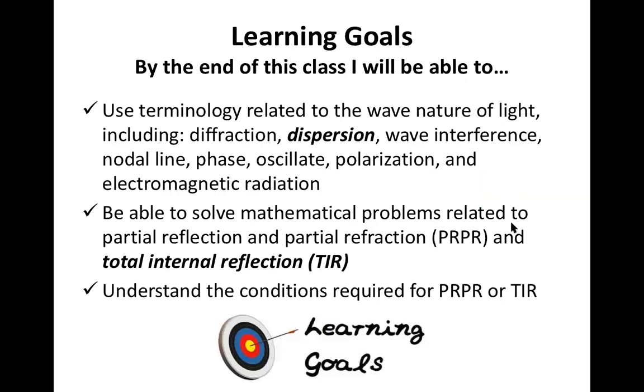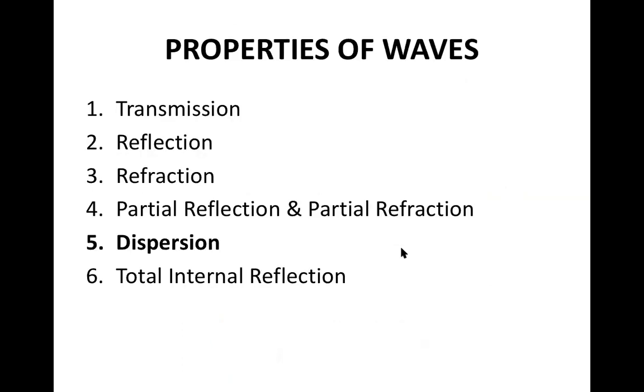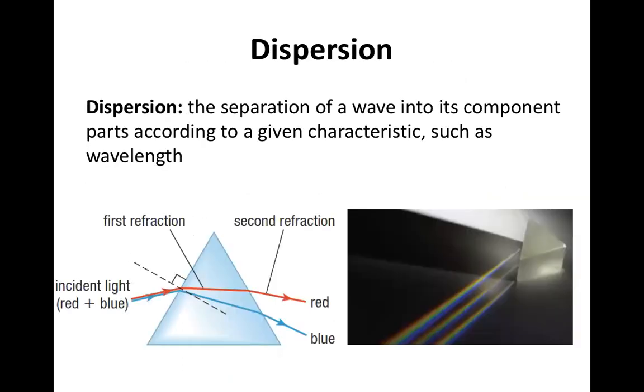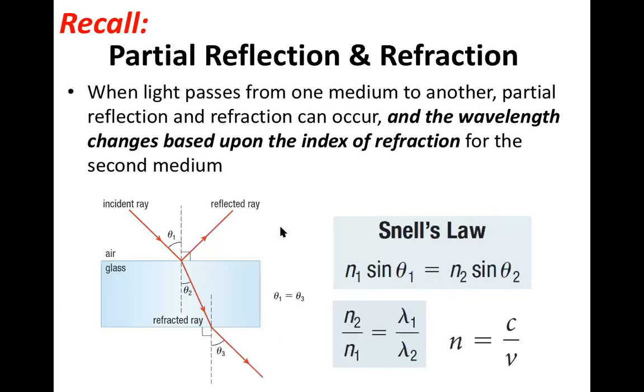In this portion of the lesson, we're going to focus on dispersion and solving total internal reflection problems using some of the equations we just learned in this video for this unit. So first, dispersion. Dispersion is the separation of a wave into its component parts according to given characteristics, such as wavelength. You might notice white light hitting a prism and coming out as a rainbow. It's an example of this.